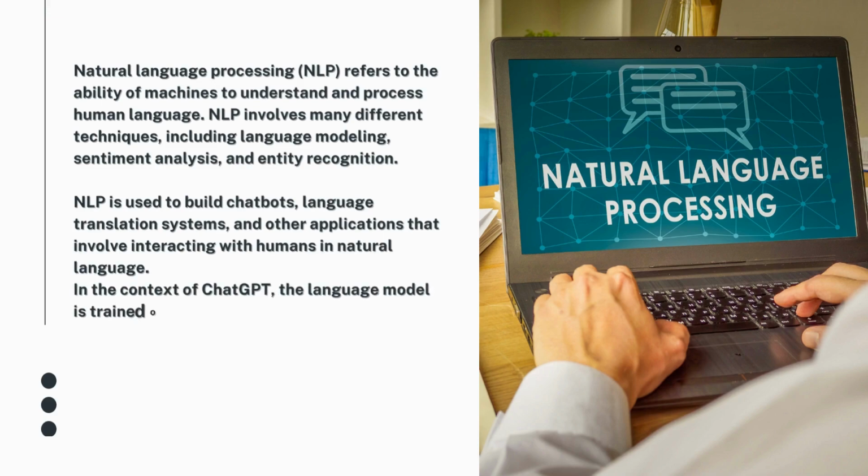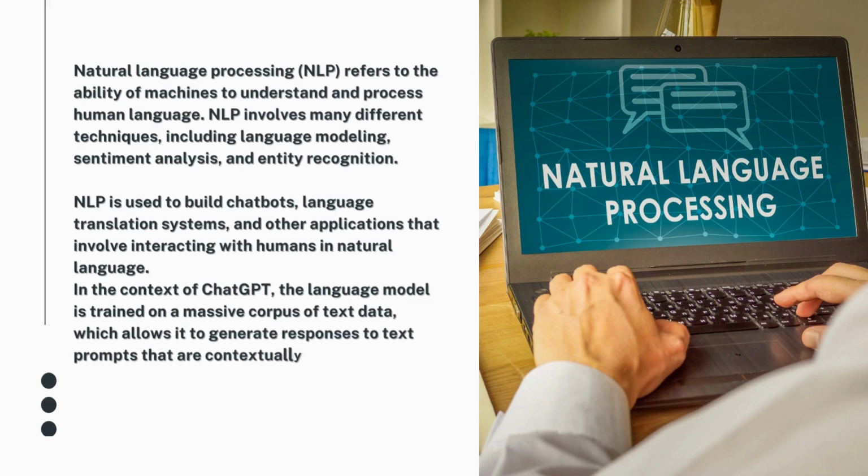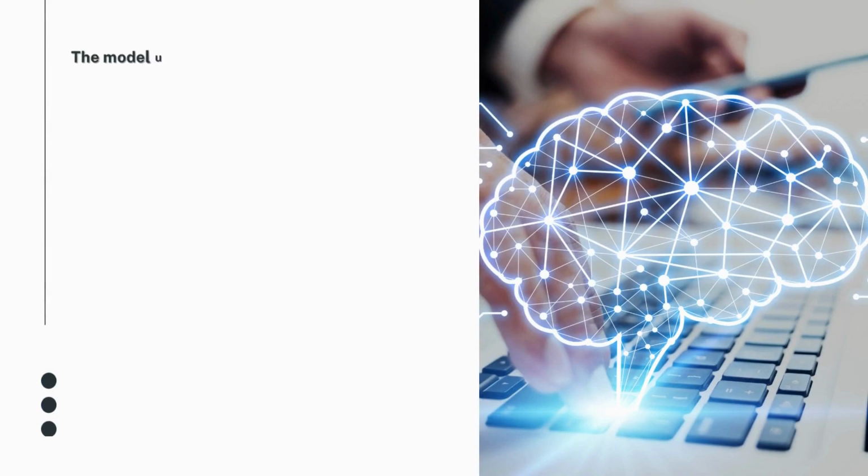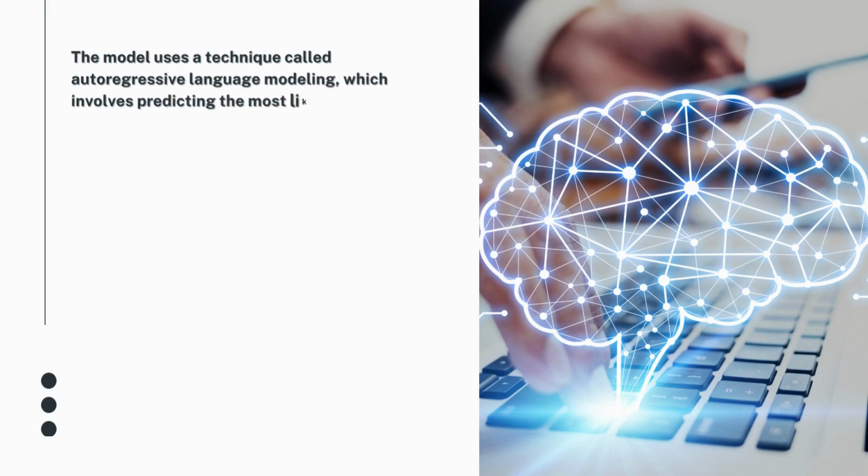In the context of ChatGPT, the language model is trained on a massive corpus of text data, which allows it to generate responses to text prompts that are contextually appropriate and grammatically correct. The model uses a technique called autoregressive language modeling, which involves predicting the most likely next word in a sentence based on the previous words generated.